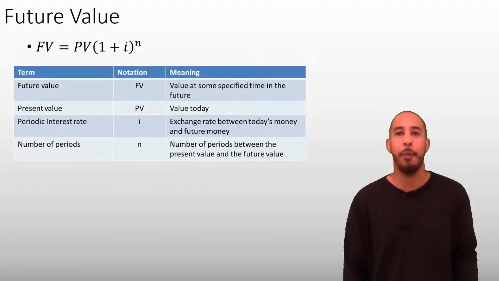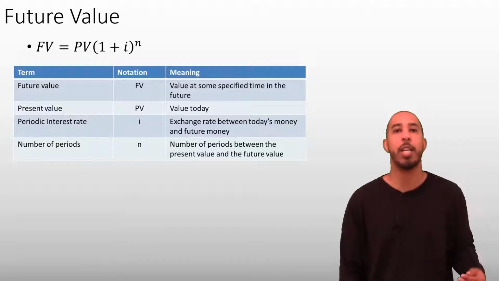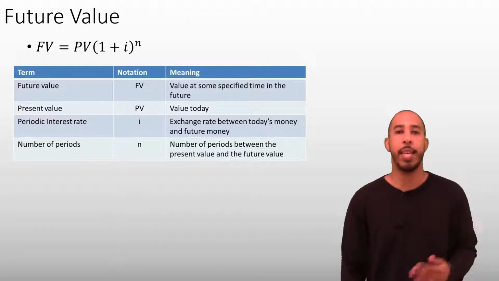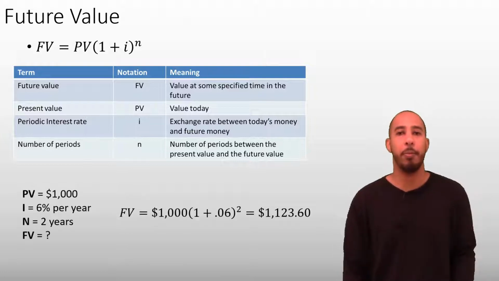We can say that future value equals present value times 1 plus the interest rate raised to the number of time periods invested. Present value here represents what we started with, and future value is what we end with. Bringing in the information from the previous problem, we can see that we end up with the correct result. The future value is $1,123.60.